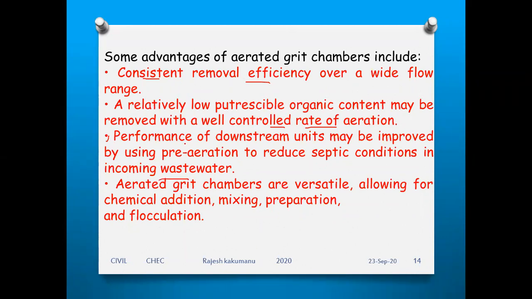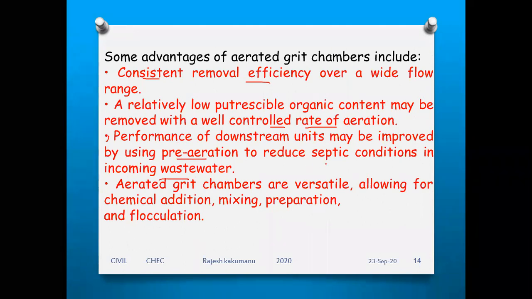So what is the next advantage? Performance of downstream unit. So downstream unit అంటే ఏంటి, ఆ ట్యాంక్ కి ఏరియేషన్ ట్యాంక్స్ ఏవైతే ఉన్నాయో దాని కింద స్టెప్ డౌన్స్ట్రీమ్ యూనిట్ లో మే బి ఇంప్రూవ్డ్ బై యూజింగ్ ప్రీ ఏరియేషన్ సెటప్. వై? టు రెడ్యూస్ ద సెప్టిక్ కండిషన్స్ ఇన్ ద ఇన్కమింగ్ వేస్ట్ వాటర్.